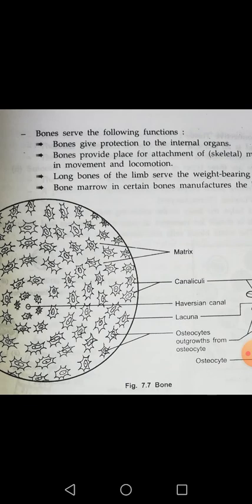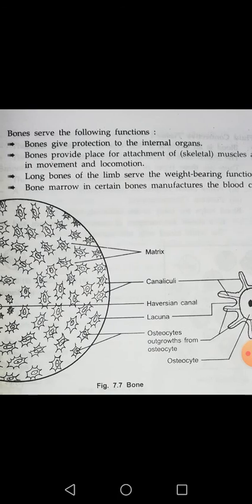Now finally I am coming to the function. Bones have different functions. First function is bones give protection to the internal organs. तो जितने भी आपके internal organs हैं like heart, lungs, kidney, not kidney, ठीक है, heart, lungs, as well as some other important organs like thymus gland, it is going to protect them, like brain. ठीक है, तो बोन्स इन सबको protect करके रखता है internal organs को.